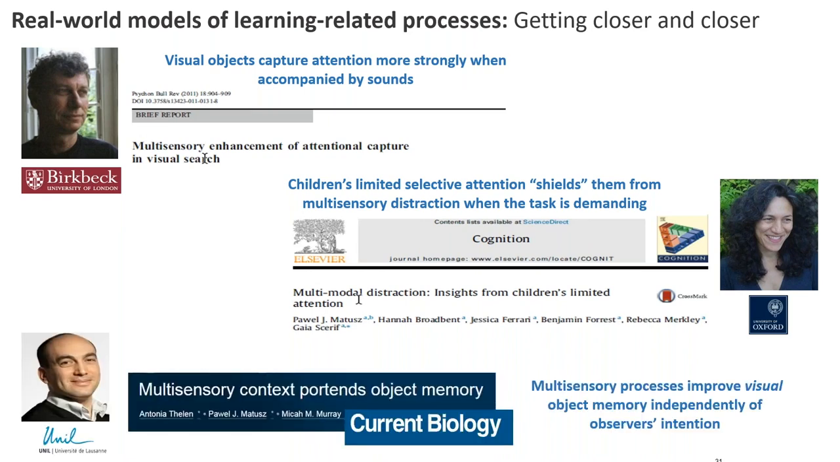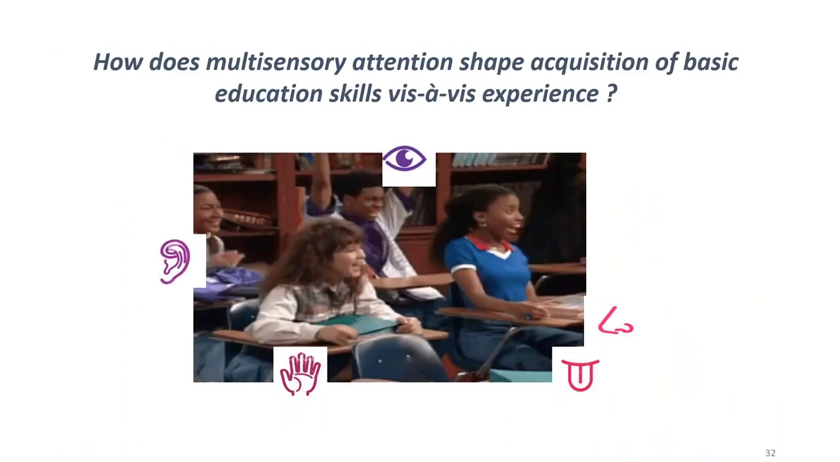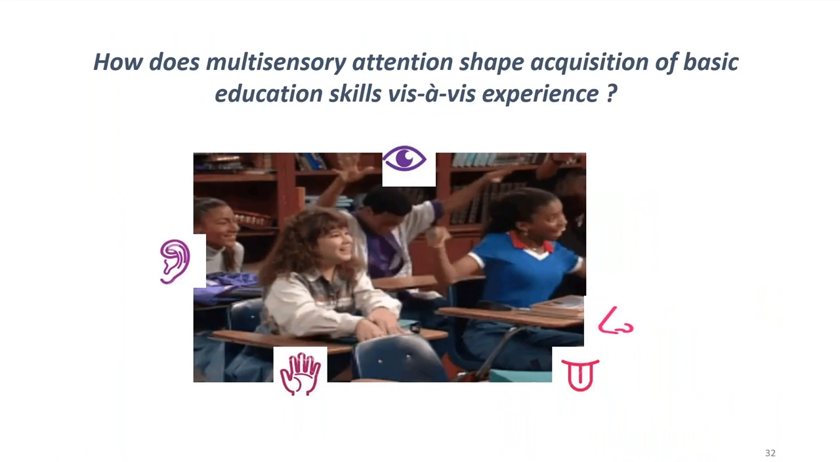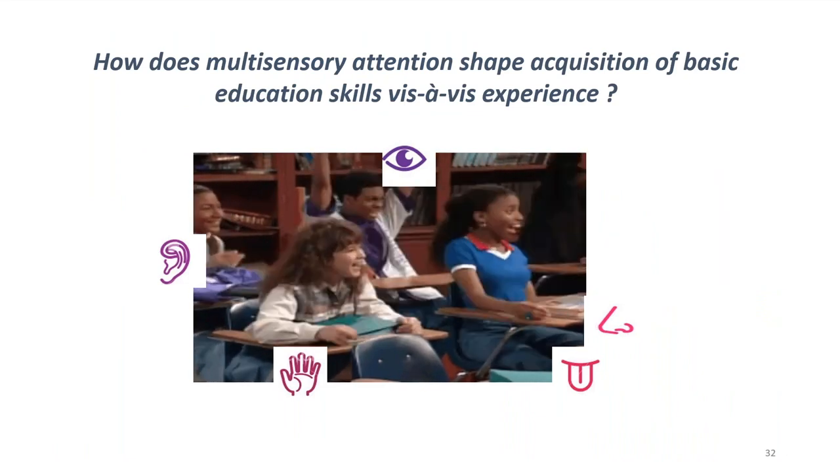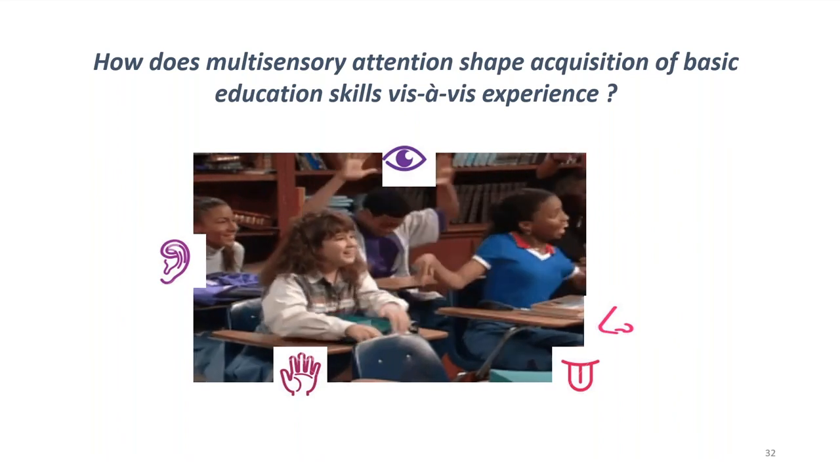And finally, with Micah Murray, and also with Antonia, who is present here, we have demonstrated that multisensory processes improve our object memory, whether these are visual objects or auditory objects, independently of the observer's intention, which shows us the strength of multisensory processes in supporting and shaping learning and attention. Right, so based on all of this data, we asked ourselves: how does multisensory attention shape the acquisition of basic educational skills vis-a-vis children's experience?